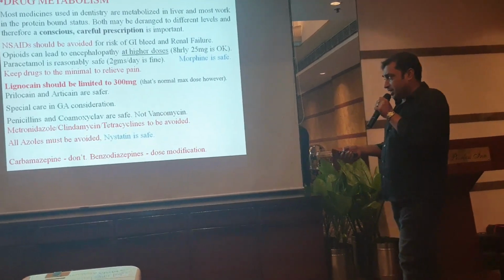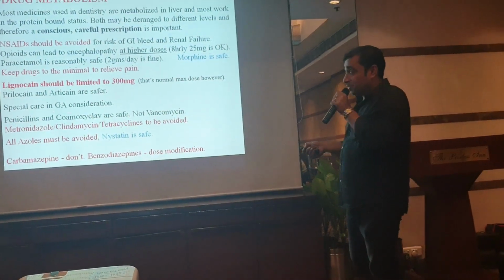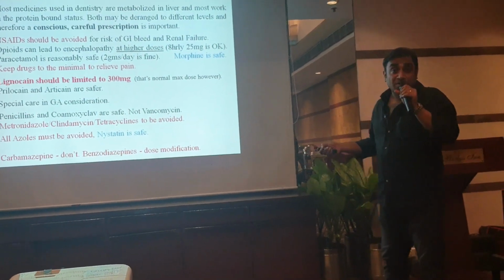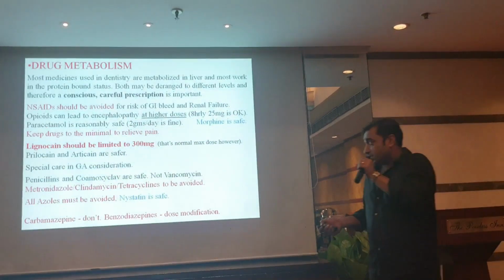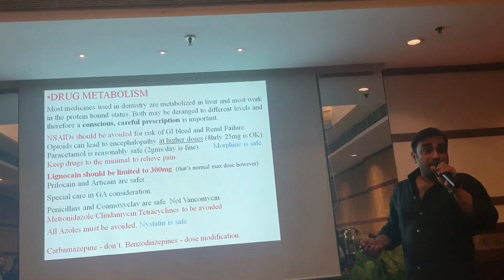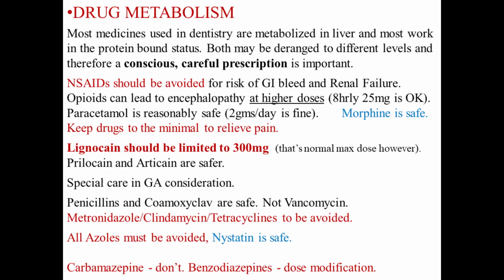Metronidazole, clindamycin, and tetracycline, lastly. These are to be avoided in a patient with moderate to high liver disease. So first time I got something to say no to. Mostly I say everything is fine. Here, avoid these. You avoid NSAIDs, you avoid metronidazole, clindamycin, and tetracycline in liver conditions. All azoles must be avoided. The only azole we normally use is fluconazole. It must be avoided in liver disease.